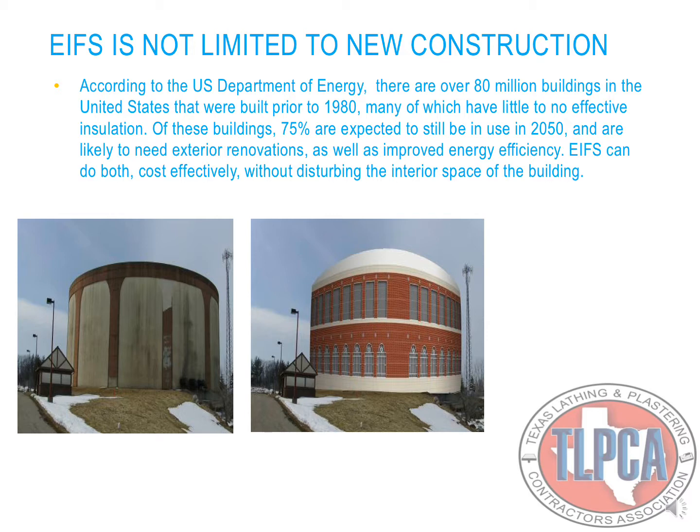According to the U.S. Department of Energy, there are over 80 million buildings in the United States that were built prior to 1980. Many of these have little to no effective insulation. Of these buildings, 75% are expected to still be in use in 2050 and are likely to need exterior renovations as well as improved energy efficiency. EIFS can do both cost effectively without disturbing the interior space of the building.